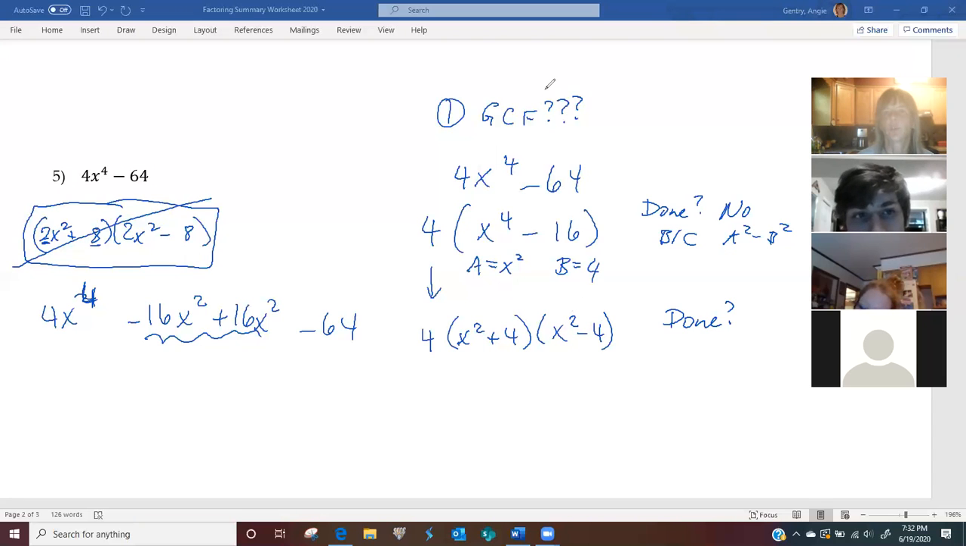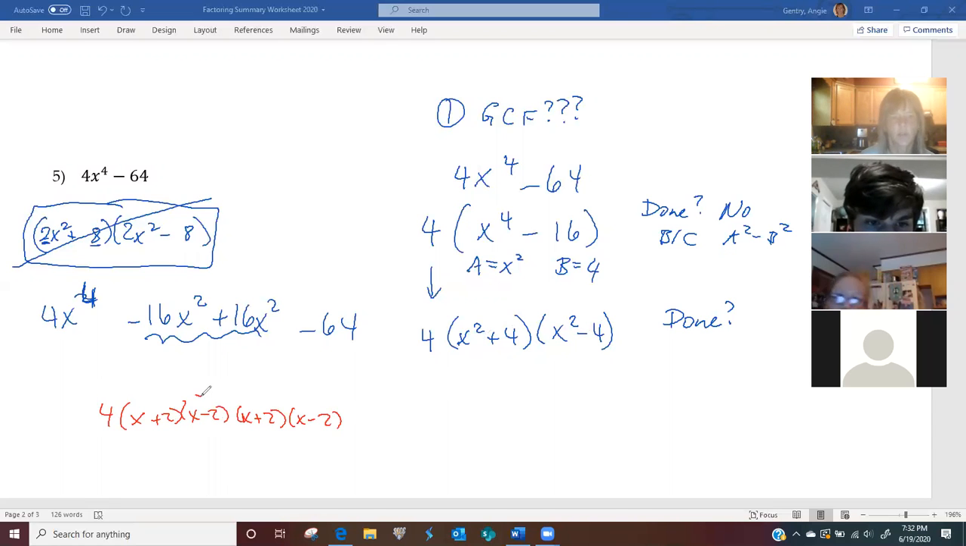So here's the thing. I have a lot of students, I'm going to do it in red, and they do the following. They say, well, I'm going to take that x squared plus 4 and make that x plus 2, x minus 2. This will not check, because this piece here is never going to be x squared plus 4. Because when you FOIL, you see how you're going to get a negative 4.